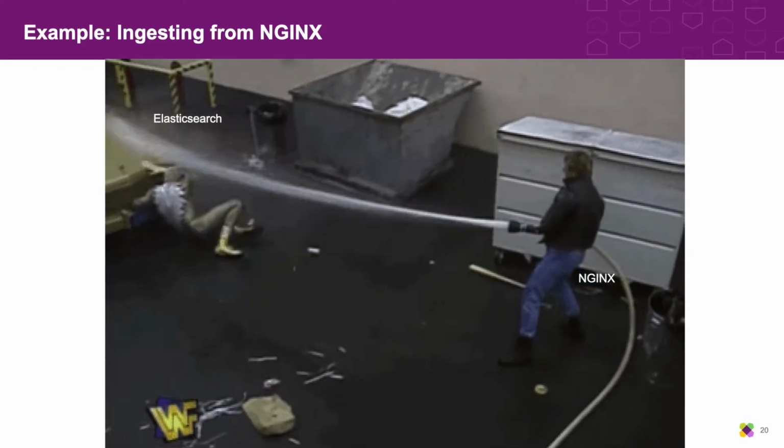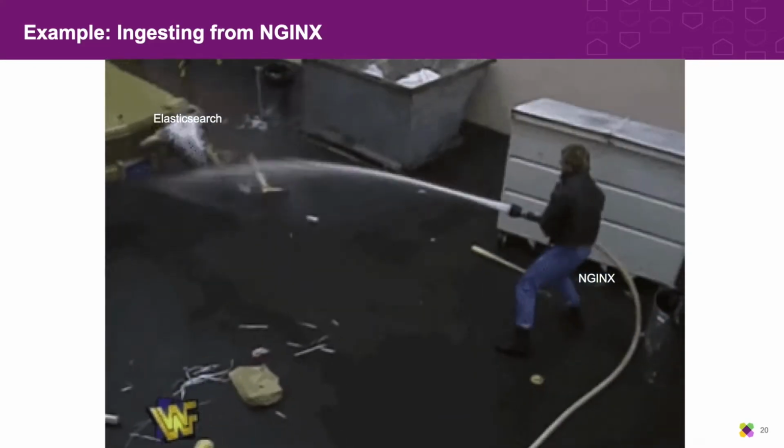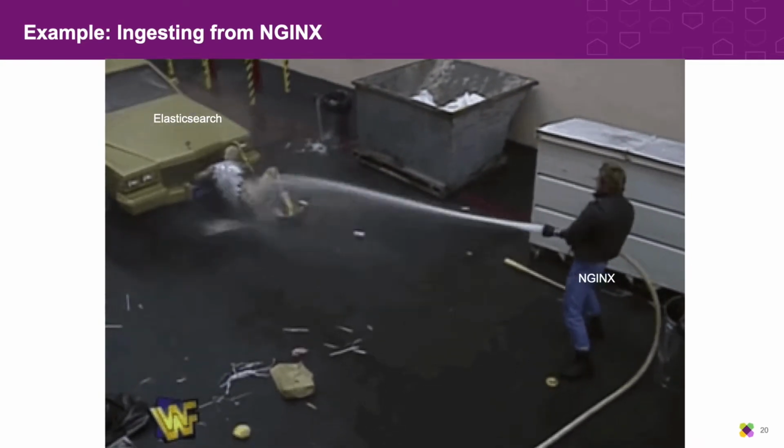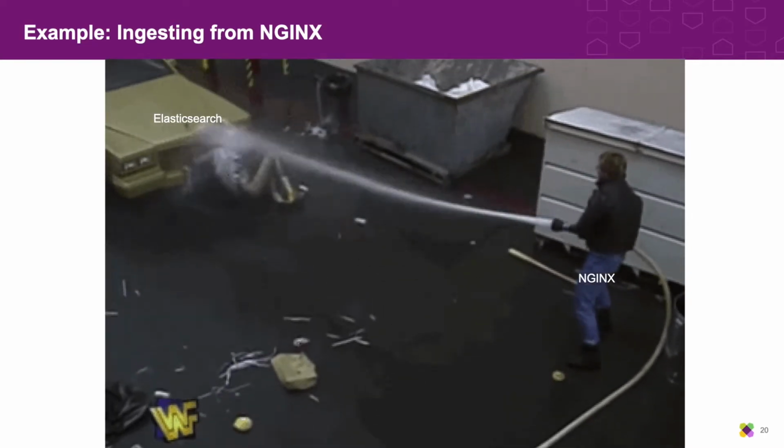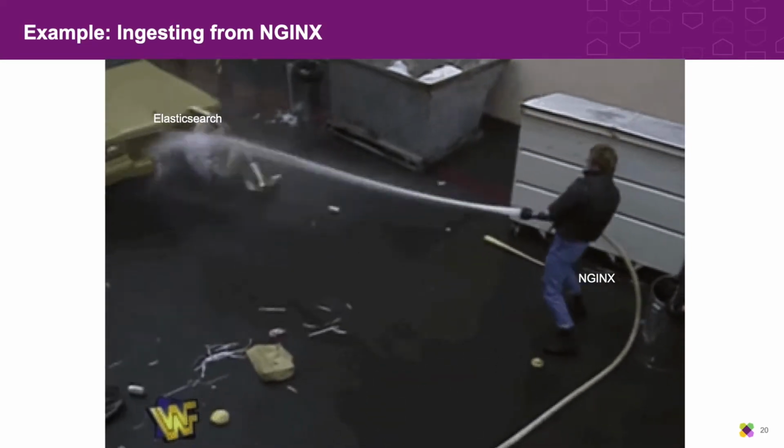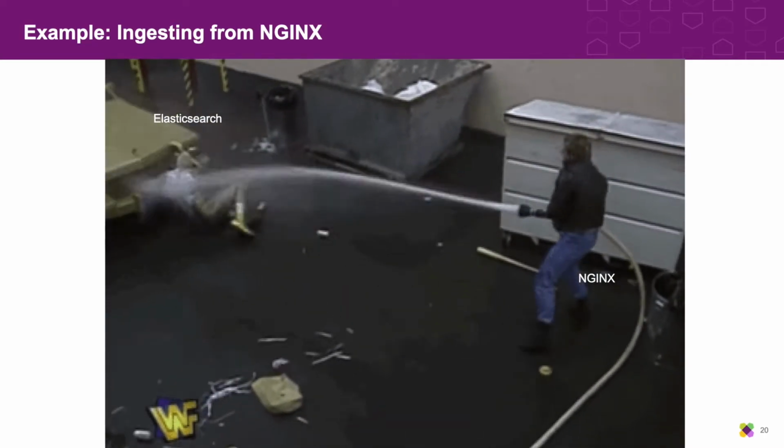Search tools can drown when you give enough information to them, as we know. So if we were able to just dump our logs from Nginx into Elasticsearch, we could very easily overwhelm it. And that's usually where you put something like Logstash in the middle.